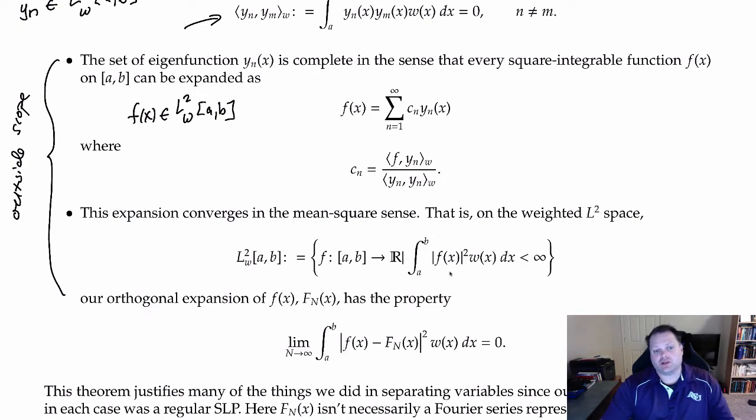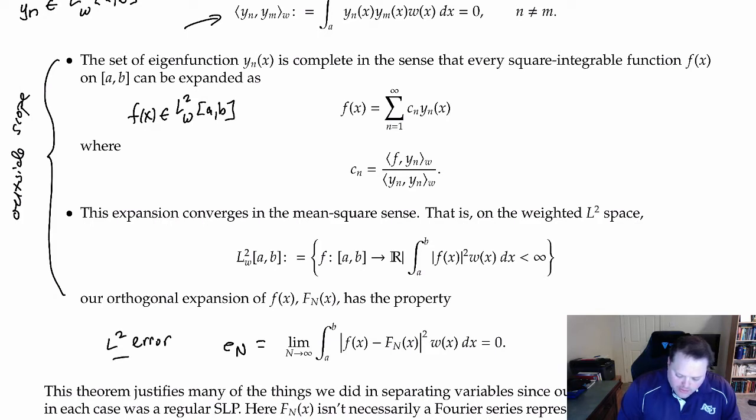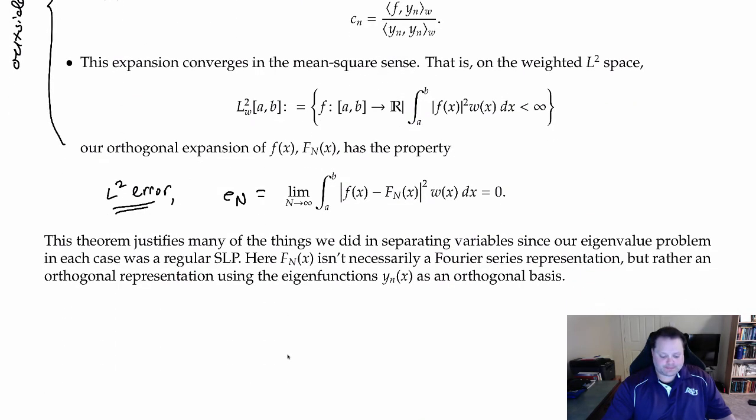So this is actually a little bit more general, relaxing the functions that we can work with when we do separation of variables. And this is what we call the E sub n, the L2 error. So we're guaranteed, if you have a regular SLP, that this orthogonal expansion will converge in the L2 sense. What we mean by that is that the L2 error will go to 0 as the number of terms increases.